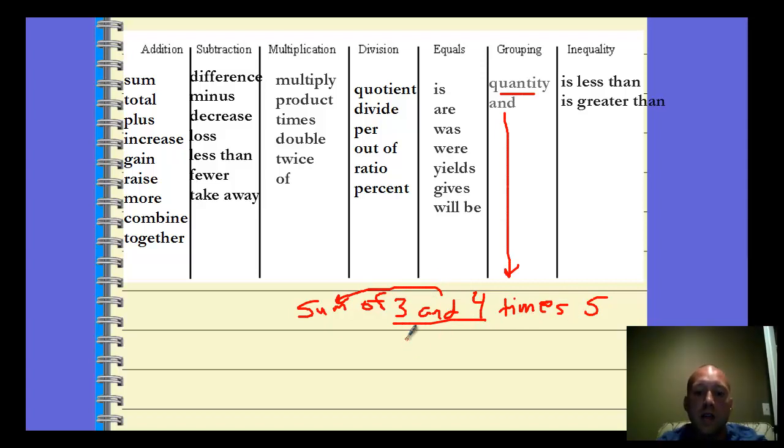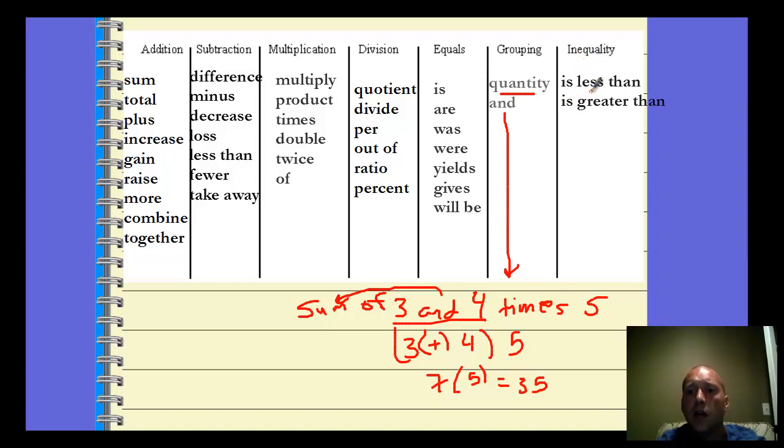So if I change this to mathematical meaning, it's really 3 plus 4. I want to do the sum of that times 5. So that summation is going to be times 5. I did not need those parentheses in there. So 7 times 5, or 35. So "and" is a little different. It could be with any of these operations.